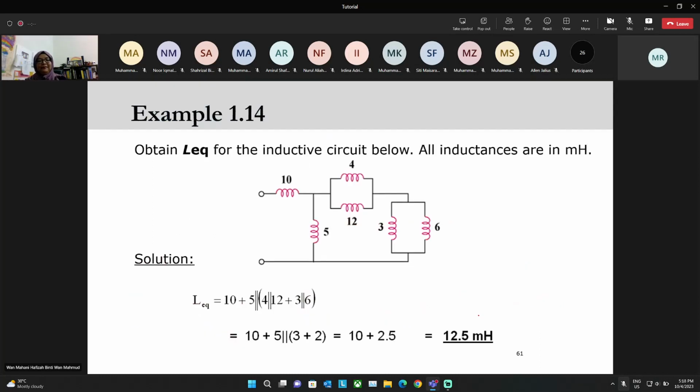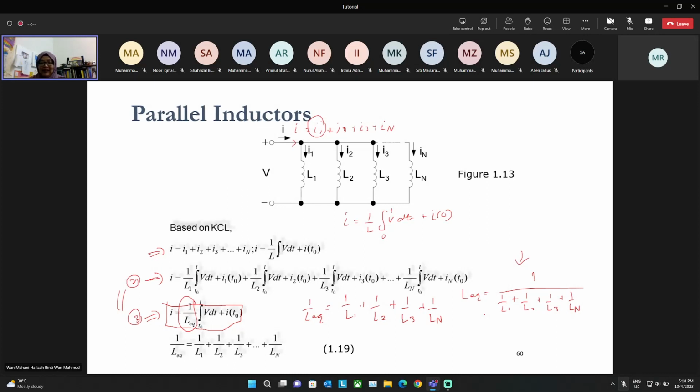Boleh? Boleh ke tidak? Ada orang ke tidak ni? Ada. Boleh.